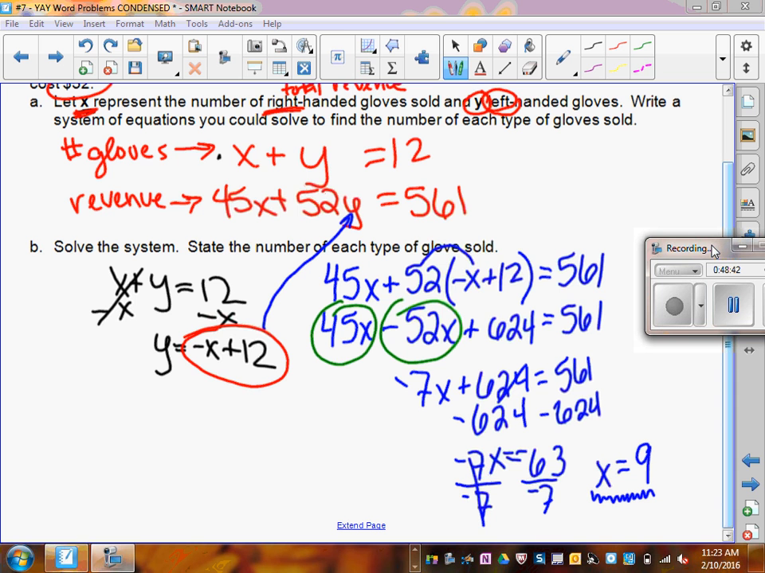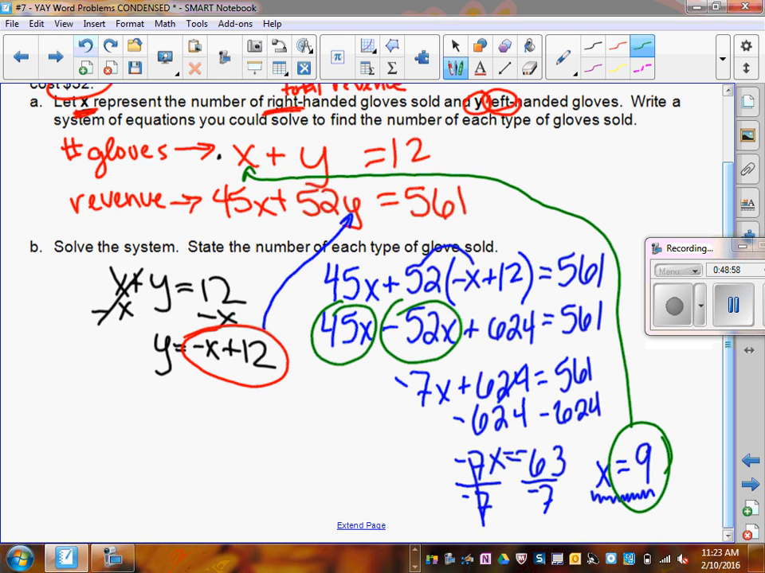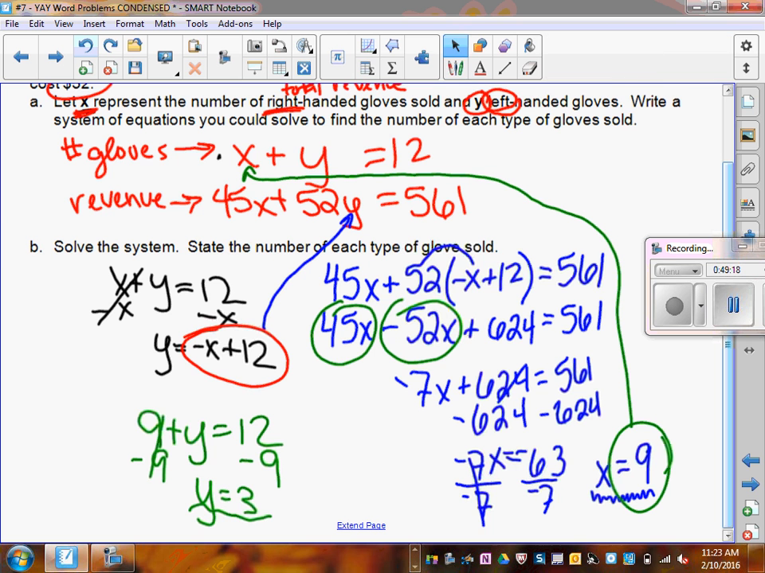All right, so now that I've got x equals 9, I can take this and put it back into my original to solve for y. So let's put in for x. This is x, and then we're going to solve for y. So instead of x plus y, I have 9 plus y, since 9 is x, equals 12, and then subtract 9 to solve for y. Y equals 3. Now again, we need to state what these actually are. So x was the number of right-handed gloves, so 9 right-handed.